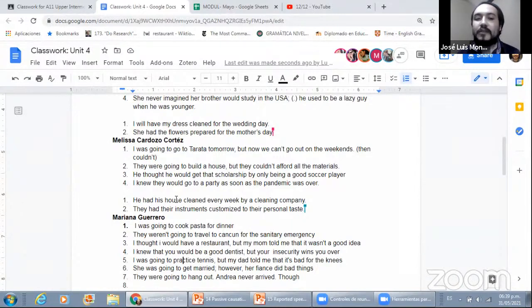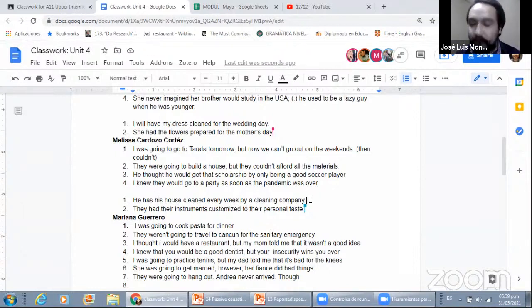Have, object, plus verb in the past participle, and this is the complement. It's perfect. Then here, they had their instruments, right, customized, and this is only complement, to their personal taste. But it works great. So this is just in case for you to know, it can be present if you want. He has his house cleaned every week by a cleaning company.